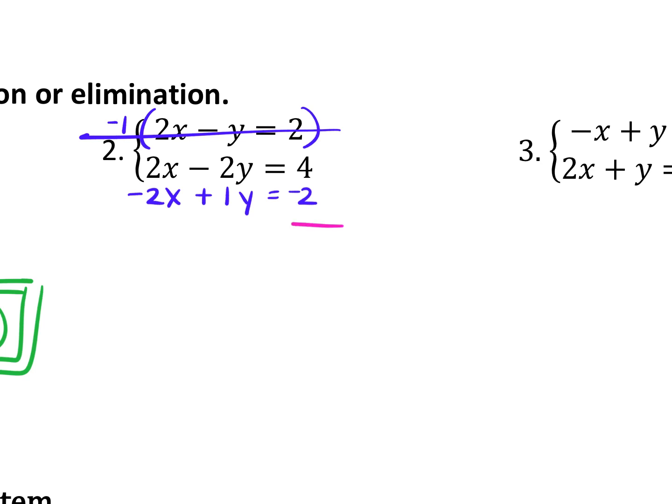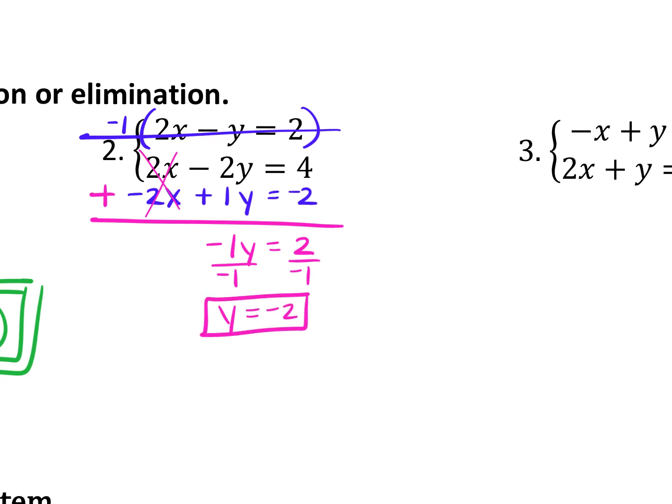So essentially, I'm just not using that one anymore because I multiplied that top one by -1. And now I can take this whole thing and add them together. So 2x plus a negative 2x is 0. Negative 2y plus 1y is a negative 1y. And 4 plus negative 2 is 2. And then we'll just divide by the -1. So our y value is going to be a -2.